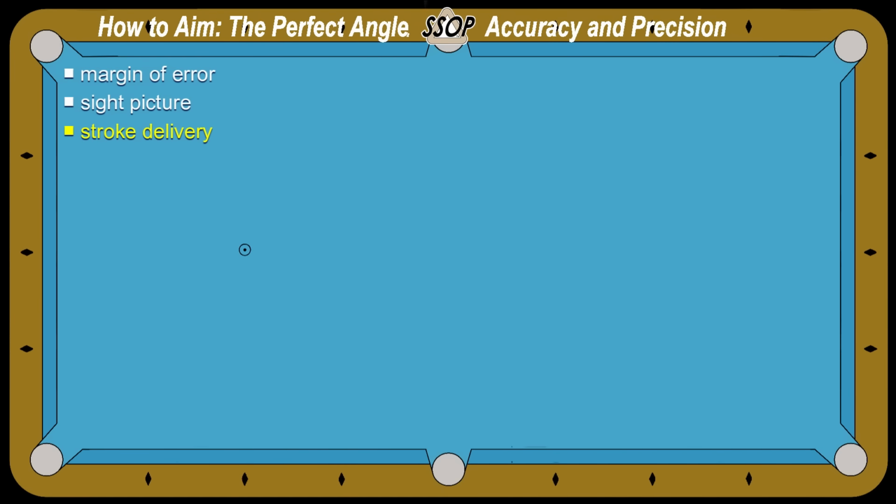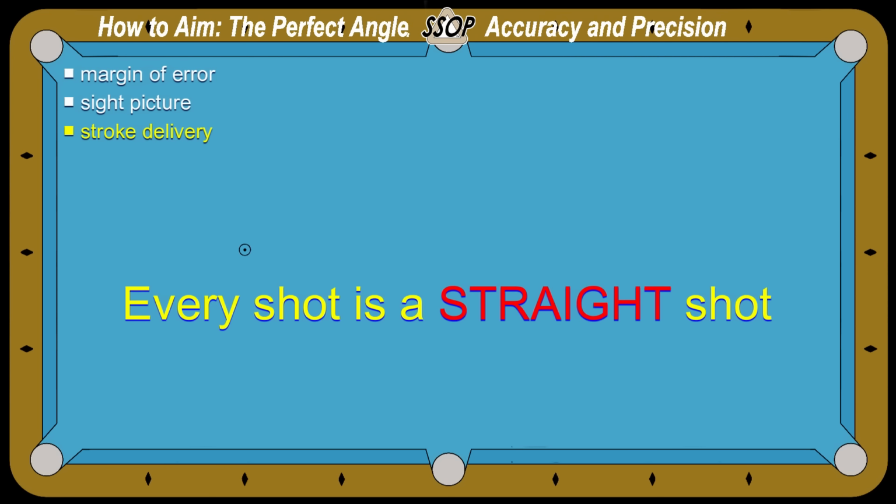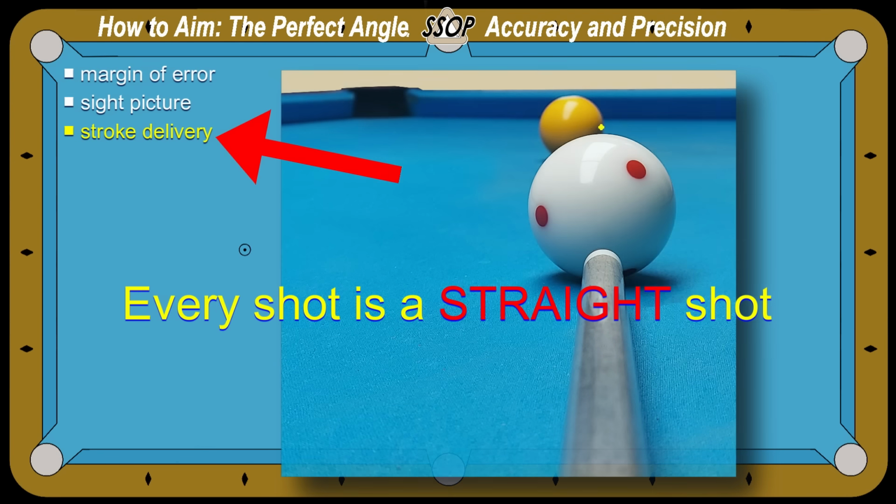But know this, every single shot of your entire pool career is a straight shot. I didn't say straight in. A straight in shot is when the cue ball and object ball are lined up to the pocket. That's not what I'm talking about. By straight shot, I mean a perfectly straight stroke delivery. After all, if you can't hit the microdot, nothing else matters.